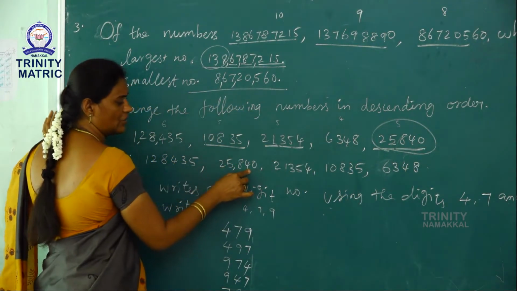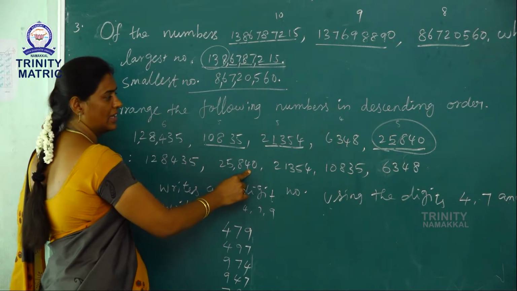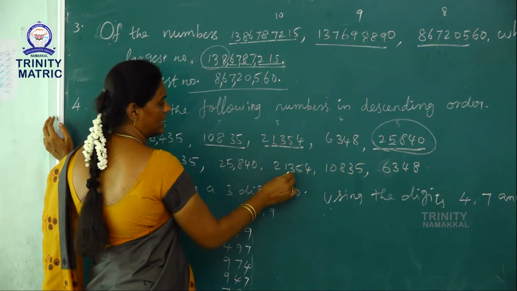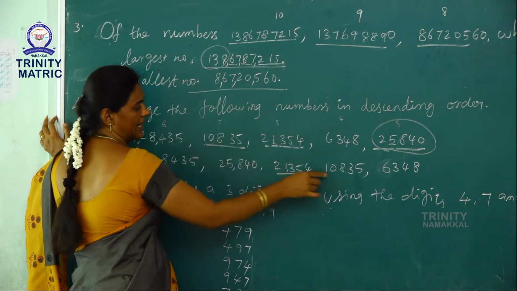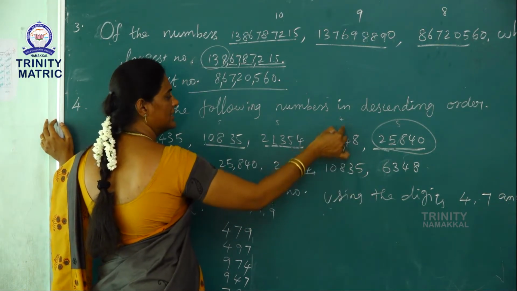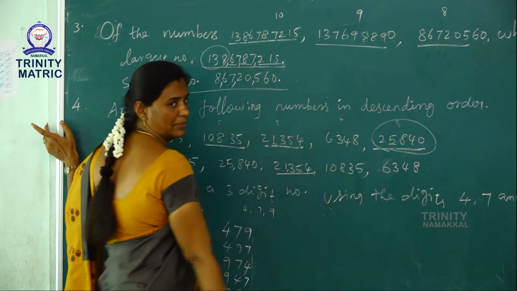That is 25,840. Then 21,354. Then 10,835. Then this is a 4 digit number, this is the least number.